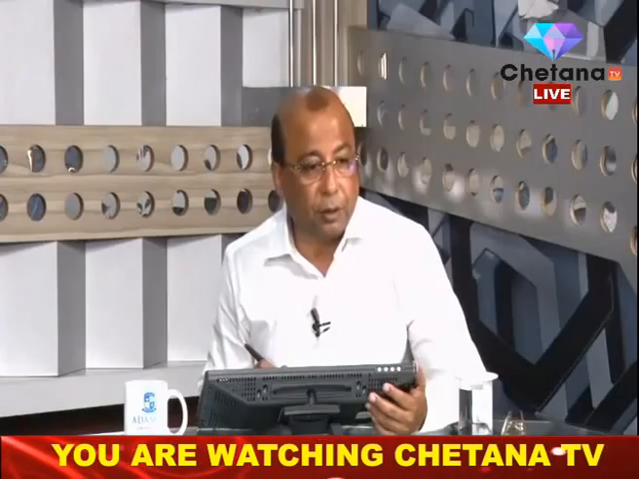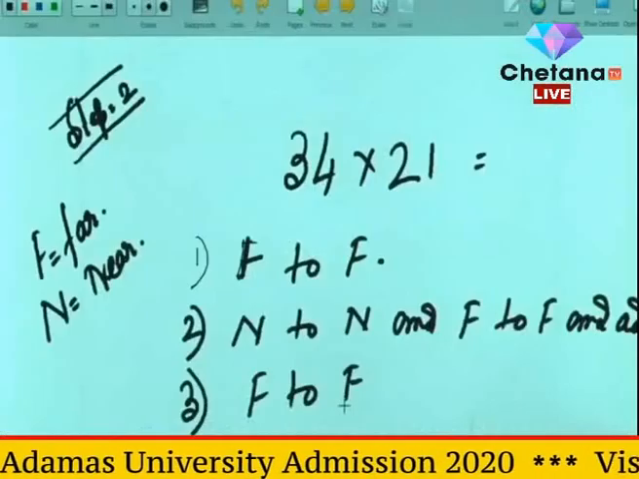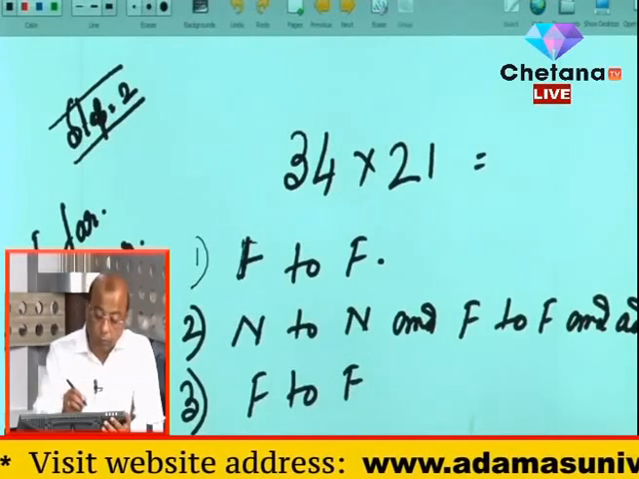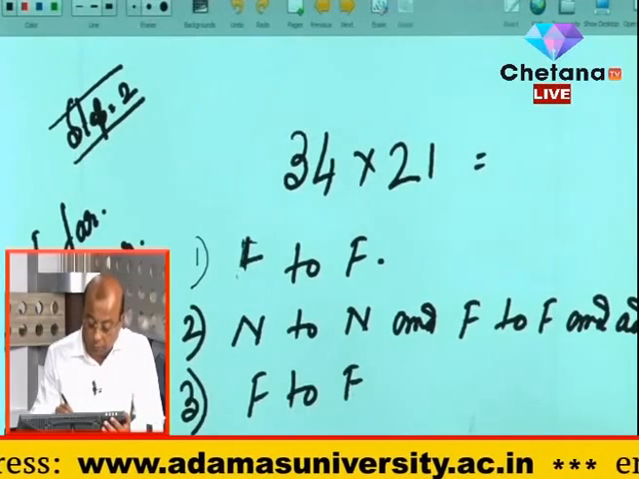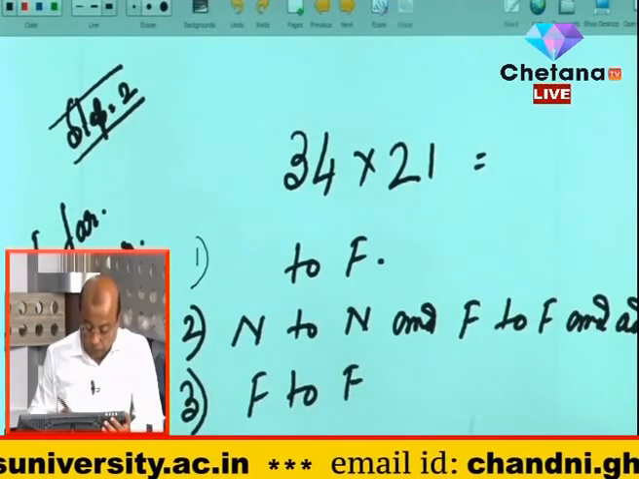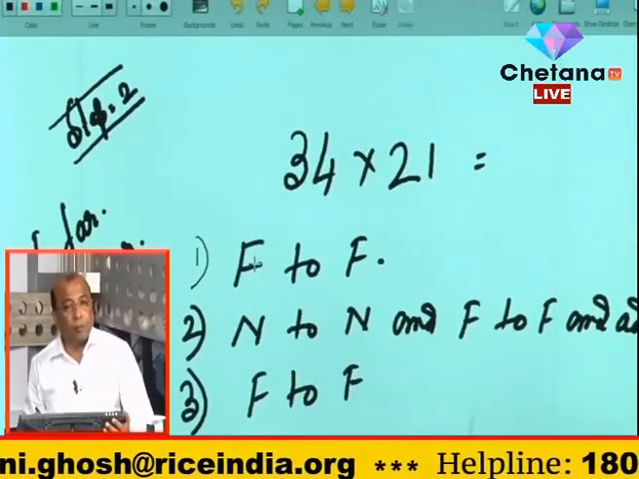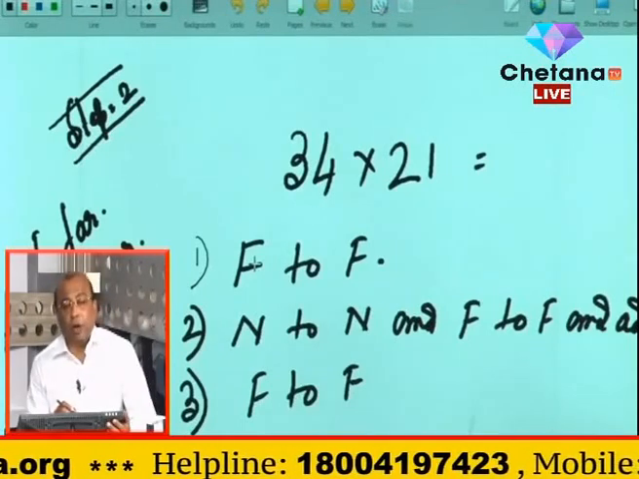So, what will be the first steps? Number 1, F to F, that is far to far. Number 2, N to N and F to F and add, that is near to near and far to far and add. And number 3 is far to far. Right. So, when we start F to F, there should be some point which will be the first point to start, right? So, what will be the point?